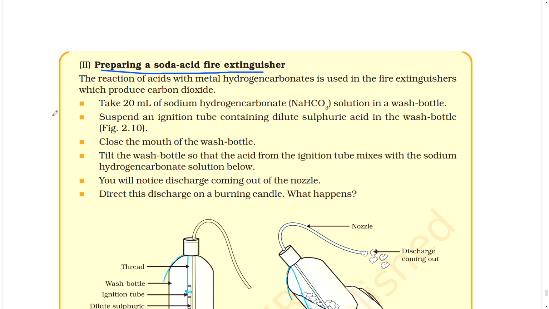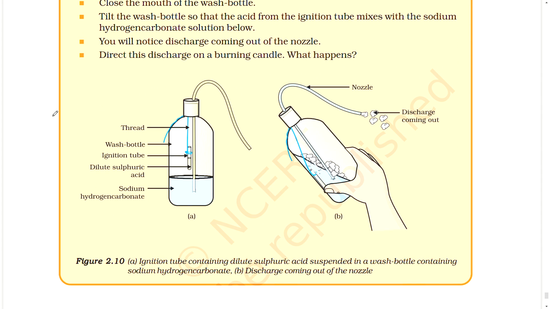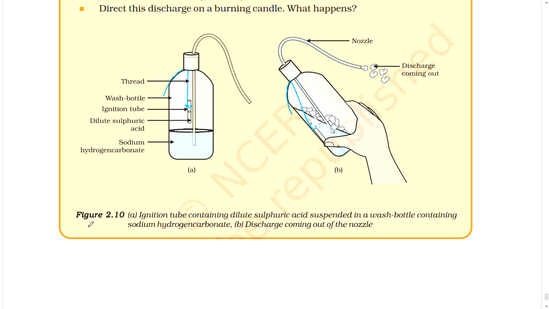Close the mouth of the wash bottle, and tilt the wash bottle so that the acid from the ignition tube mixes with the sodium hydrogen carbonate solution below. You will notice discharge coming out of the nozzle. Direct this discharge on a burning candle. What happens? Comment this.